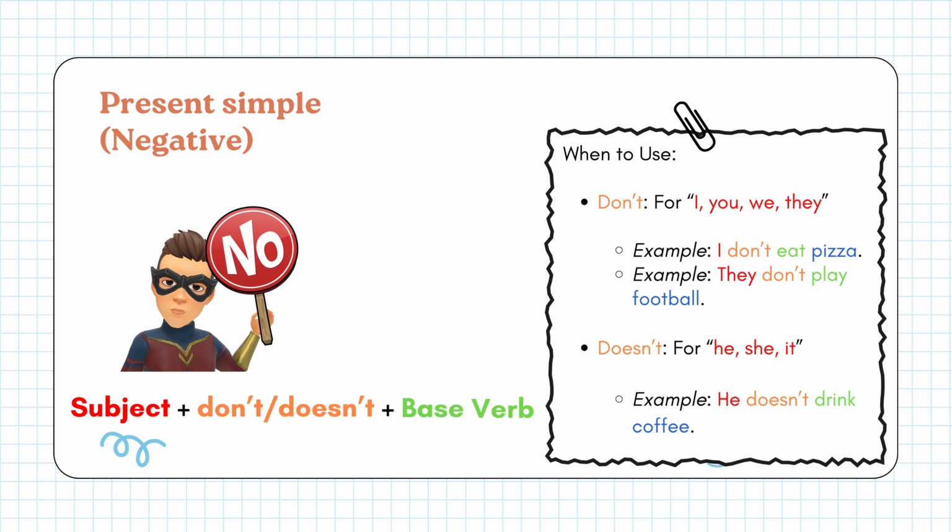Now let's look at the negative form of the present simple. We use this structure: subject plus don't or doesn't plus base verb. Use don't with I, you, we, and they. Like, they don't play football. Use doesn't with he, she, or it. For example, she doesn't eat pizza. These small changes help you say what someone doesn't do, clearly and correctly.